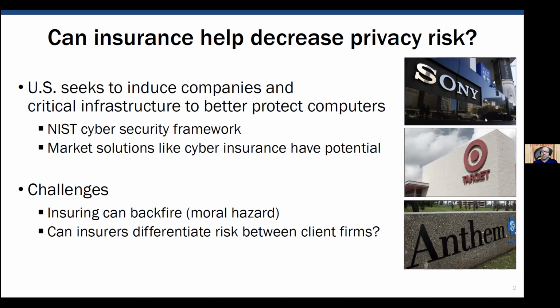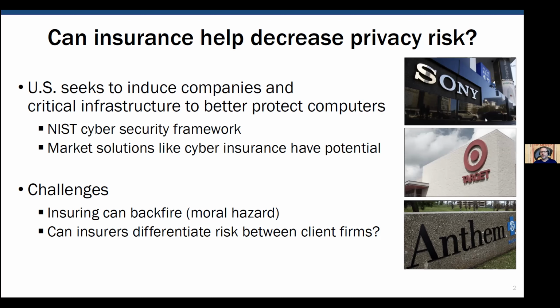So first of all, what we don't want is for firms to substitute better security practices with insurance, right? This is the familiar moral hazard problem. We don't want them to think that, oh, because I have insurance, I don't need to apply these different security controls and take measures. That is a legitimate problem, but there are solutions.